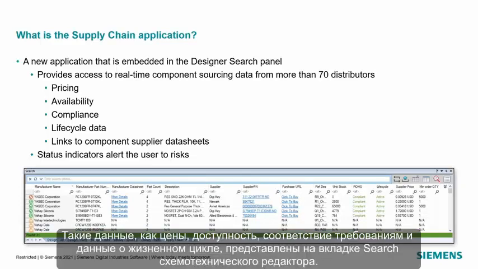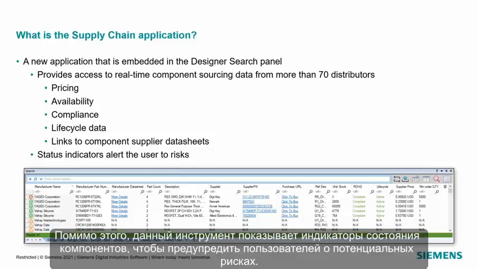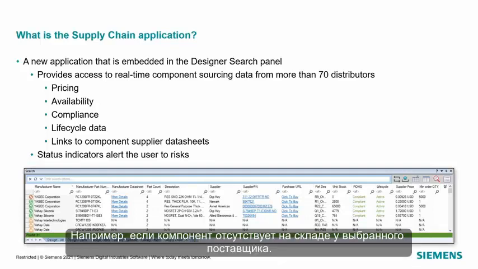Data such as pricing, availability, compliance, and lifecycle data is all presented in the tab of the search window in Designer. Additional information, such as links to the data sheets for components, are easily accessible by using the links provided. The tool even shows status indicators for components to alert the users to potential risks. For instance, if a component is out of stock at the supplier selected.